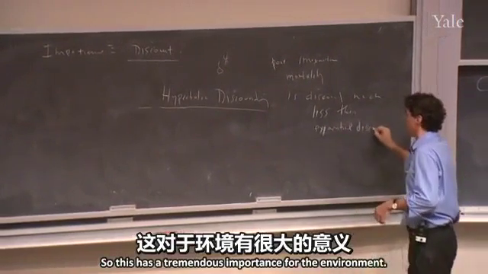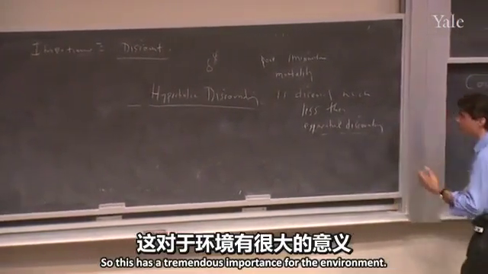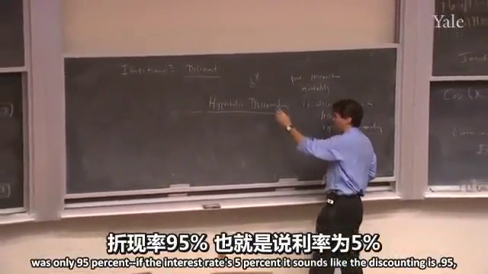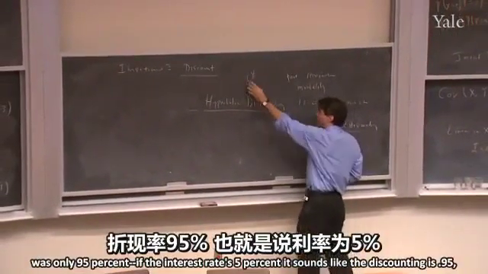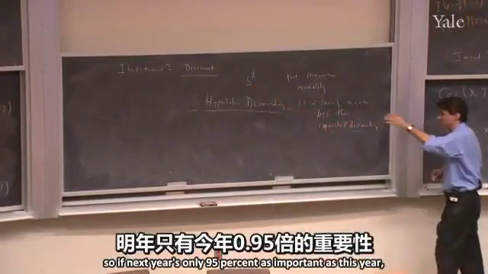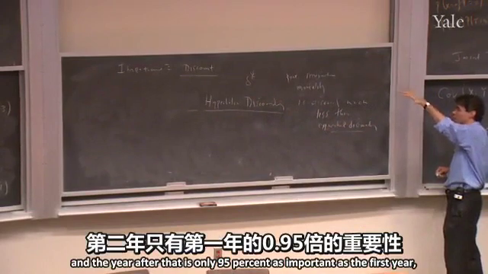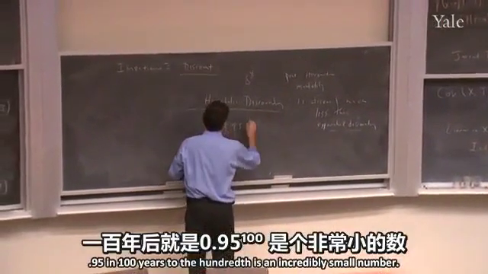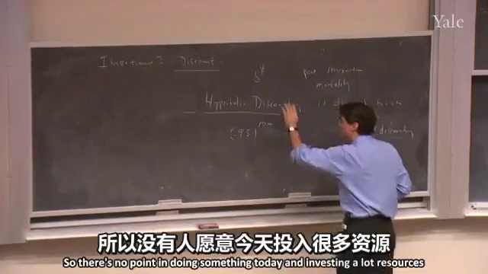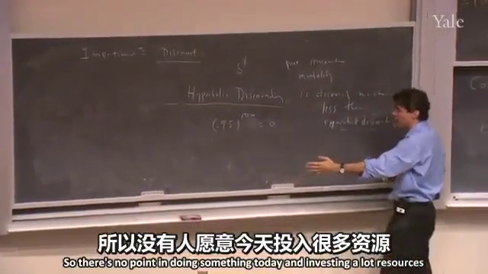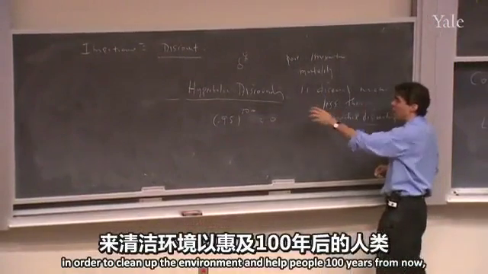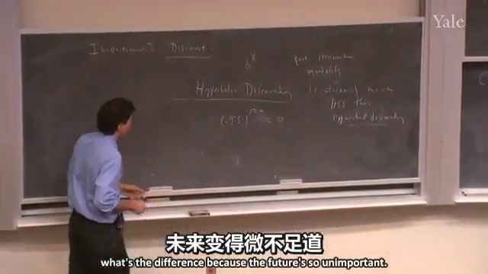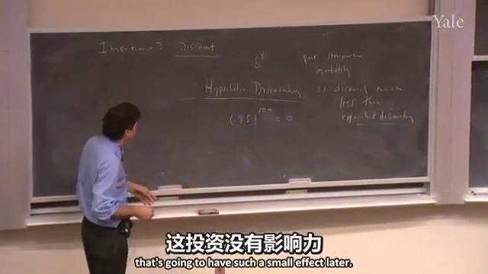So this has a tremendous importance for the environment. If you thought that people exponentially discounted, like they thought each year was only 95%, if the interest rate's 5%, it sounds like the discounting is 0.95. So if next year's only 95% as important as this year, and the year after that is only 95% as important as the previous year, then 0.95 to the 100th is an incredibly small number. So there's no point in investing a lot of resources today to clean up the environment and help people 100 years from now, because the future is so unimportant. You shouldn't be investing resources now to do something that's going to have such a small effect later.